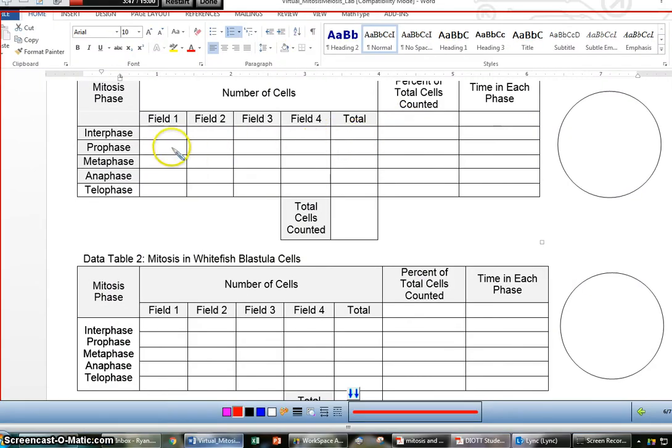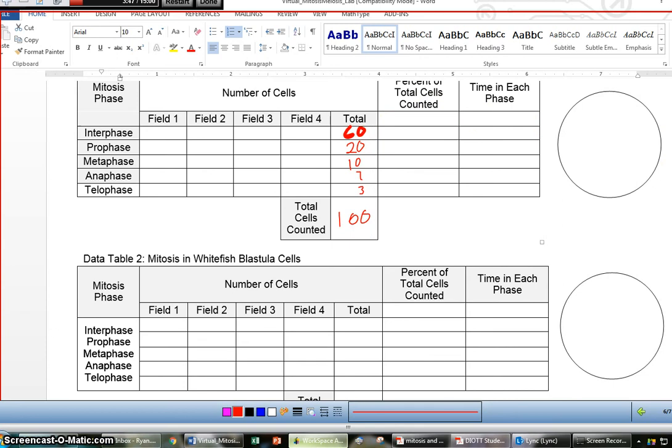And I'm going to say, you could just make tally marks here. These are supposed to be the different fields of view that you're looking at. Again, if you get all 100 in one slide, you can just write them here. If you need to count another slide, go ahead and count them over here too. I'm going to say for my interphase, I found 60 total. And for my prophase, I found 20. Metaphase 10, anaphase 7, and telophase 3 out of all the 100 cells that I looked at.